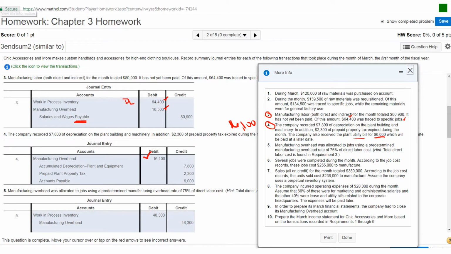The credits go here. You're going to credit accumulated depreciation for the depreciation. The property tax, it's a 2,300 credit because that was an expiration. That's like an adjusting entry. And then accounts payable for $6,000 on the utility bill. And that's essentially going to take care of transaction number 4. Now, one more thing in case you were wondering how you knew that it was overhead. Usually when you see anything that's attached to the plant, building, or factory, that's going to be considered overhead.